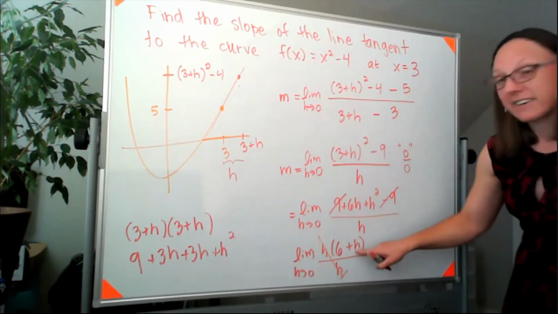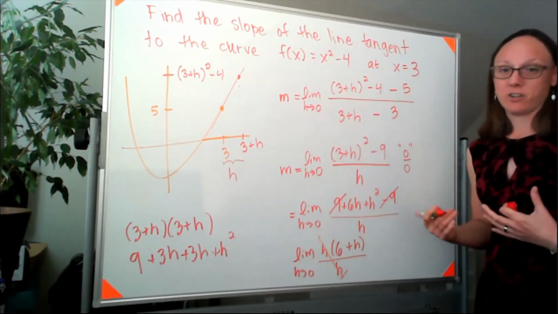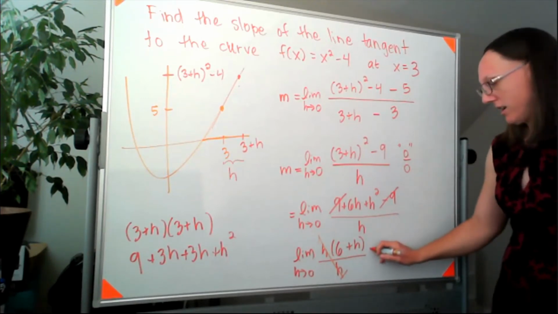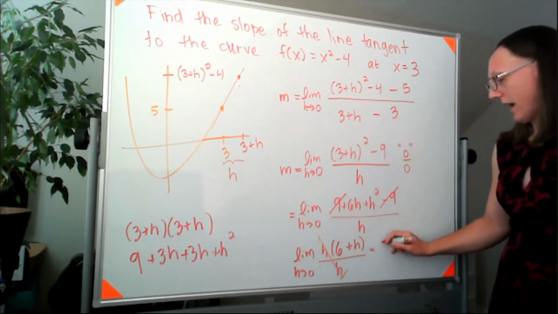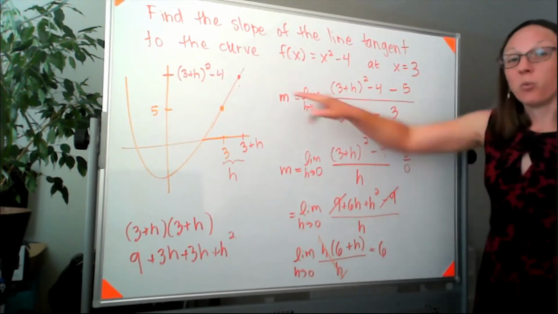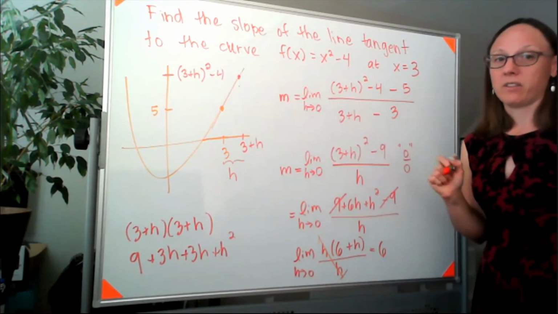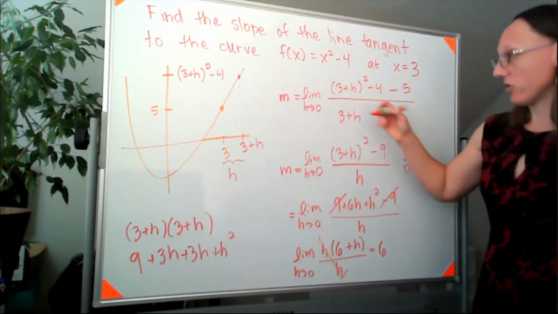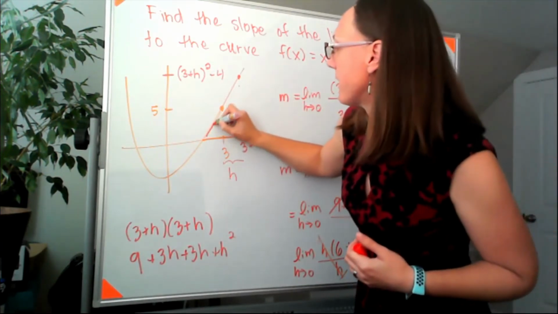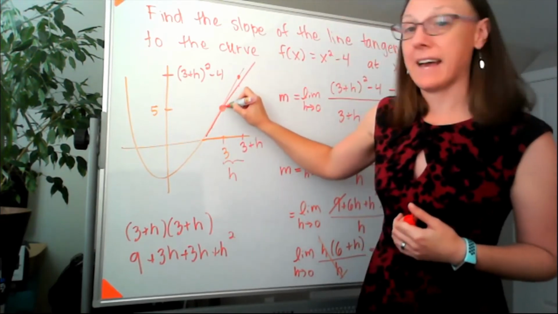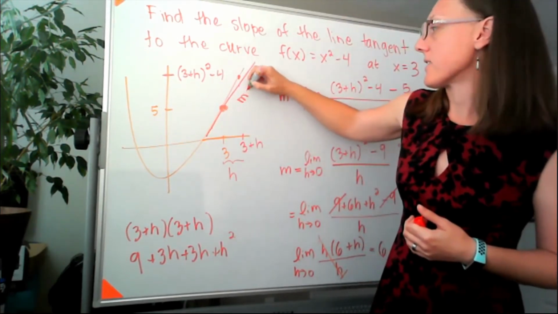Now I can plug the 0 in for h because we don't have 0 over 0 in the limit anymore. And 6 plus 0, I get 6. So whatever else is going on with the equation of that tangent line, I know this tangent line that touches the graph exactly at that point has a slope of 6.